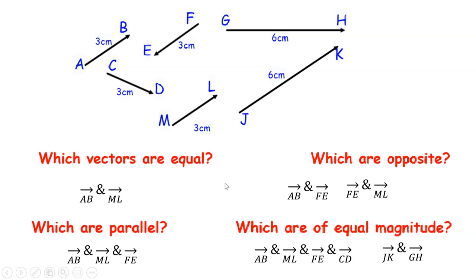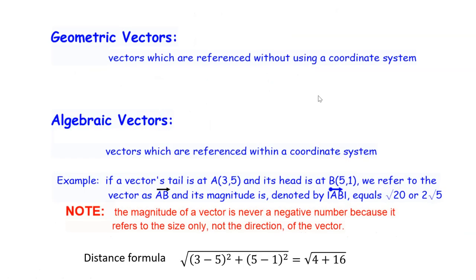All right. So, oh, by the way, JK and GH are also equal magnitude. I forgot to mention that. So this vector here, GH, and this vector here, JK, not equal direction, but equal magnitude. Okay? All right, geometric vectors and algebraic vectors.